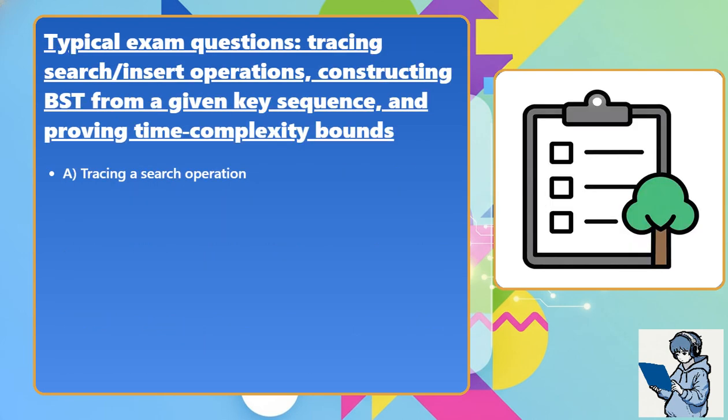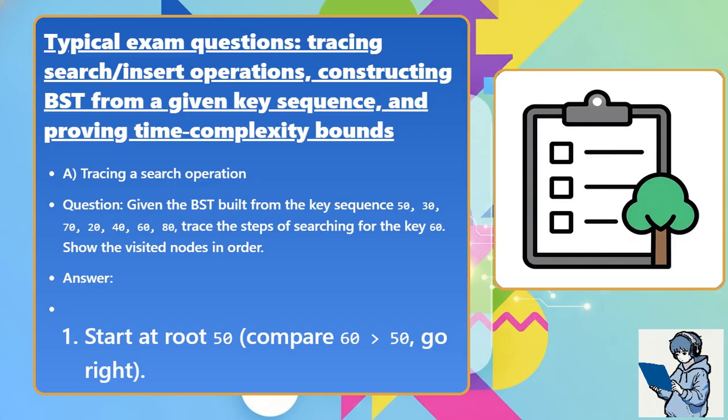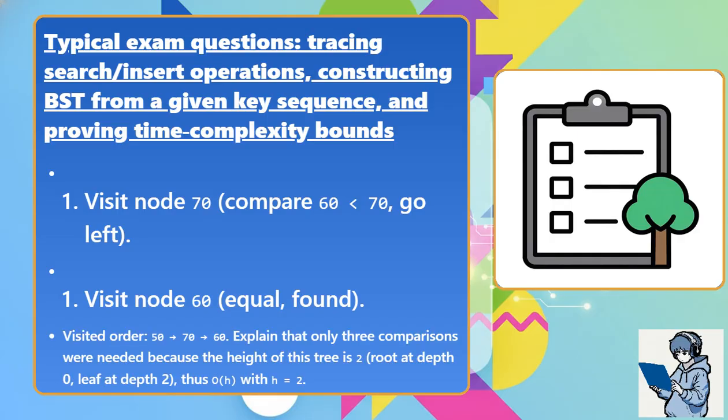A. Tracing a search operation. Question: given the BST built from the key sequence 50, 30, 70, 20, 40, 60, 80, trace the steps of searching for the key 60. Show the visited nodes in order. Answer: 1. Start at root 50, compare 60 greater than 50, go right. 2. Visit node 70, compare 60 less than 70, go left. 3. Visit node 60, equal, found. Visited order: 50 → 70 → 60. Explain that only 3 comparisons were needed because the height of this tree is 2, root at depth 0, leaf at depth 2, thus O(H) with H equals 2.